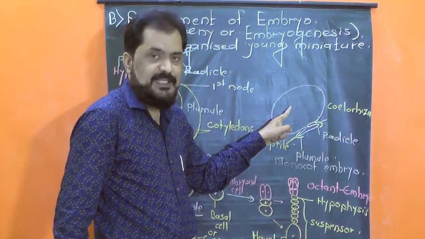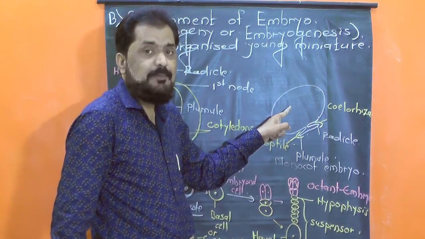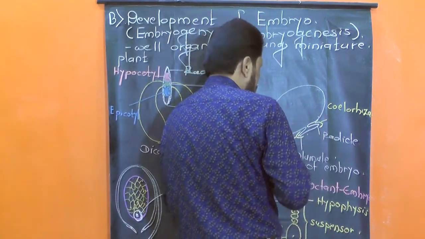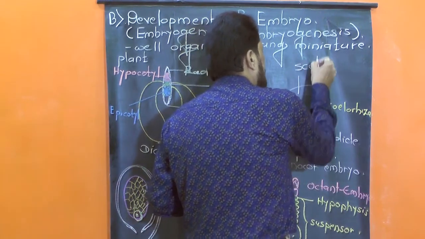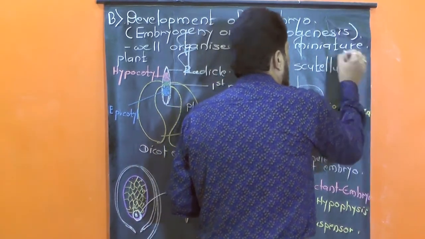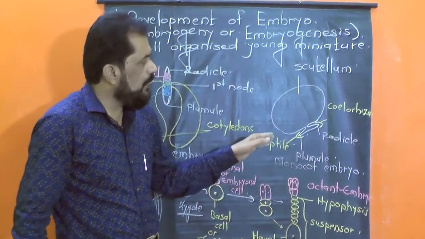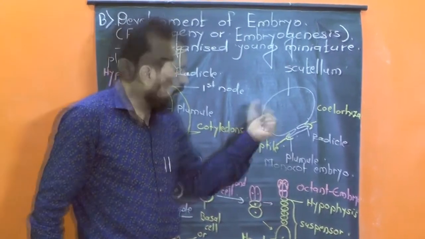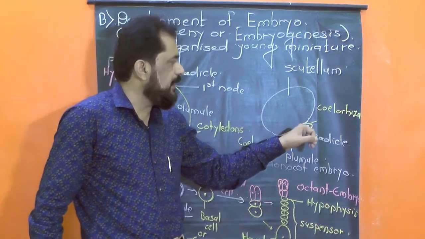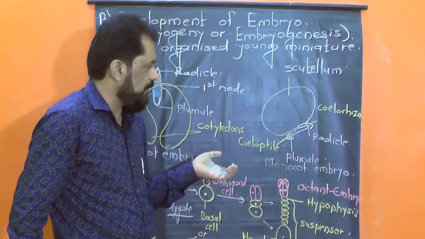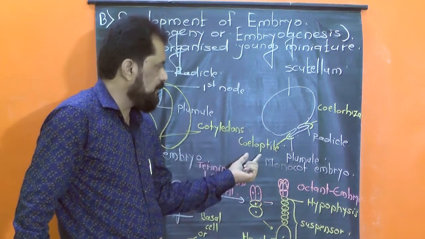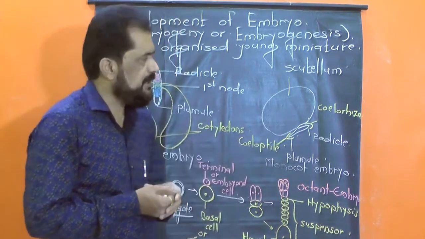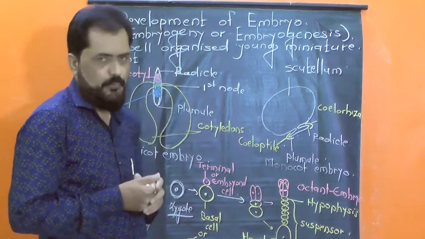and such a single thick and shield shaped cotyledon in a monocot plant is known as the scutellum. Of course, the plumule and radicle are along the lateral side of the scutellum, along the lateral side of the cotyledon, and that plumule and radicle remain covered by protective coverings such as coleoptile and coleorhiza respectively. In this manner, we have studied the development of the embryo.